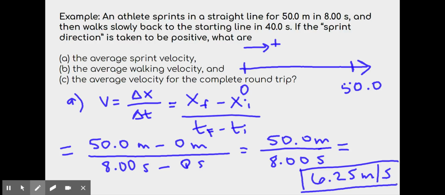And this is to the correct number of significant figures. 50.0 has 3 significant figures. 8.00 has 3 significant figures. So when we divide, we need to keep 3 significant figures in our answer. Now, I just did part A, so I would like you to try part B. So pause this video, and when you're ready, hit play.